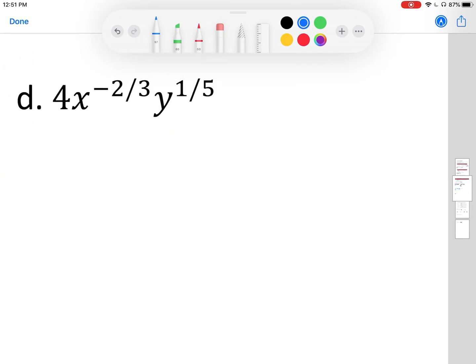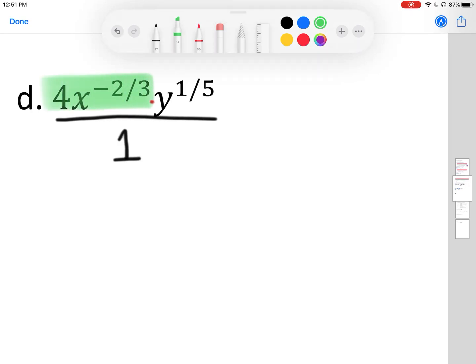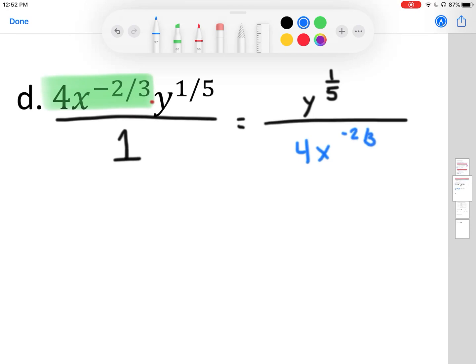Let's take a look at D. Now D is a bit more involved. I see that I have 4x raised to negative 2/3 power times y to the 1/5 power. If it's helpful, you can write them all over 1. And then think, which one's unhappy? Which one is negative? This one's negative. Let's just rewrite that one so that I have y to the 1/5 power in the numerator. In the denominator, I'm going to take that negative and make it positive. So I have 4x to negative 2/3.